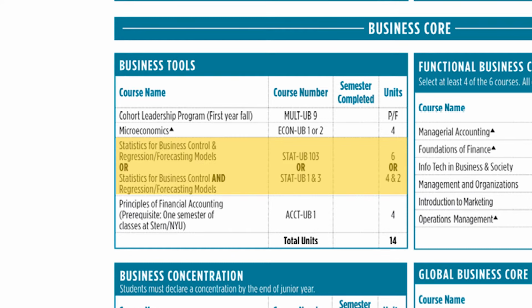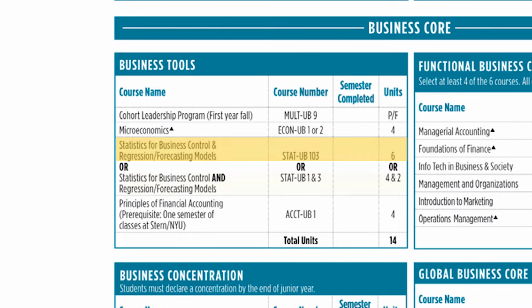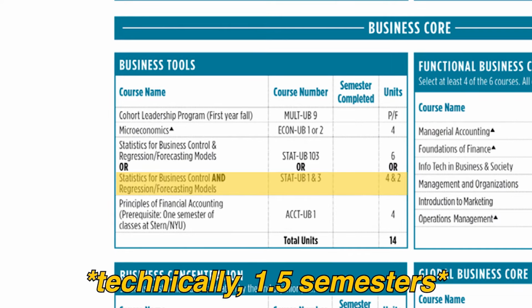The next class is statistics. Like Micro, there are 2 options for it. Simply put, you can either take the 1 semester version, which is 6 credits, or the same thing divided into 2 semesters, which I call the 4 and 2. Basically, it's a difference between faster or slower. The 4 and 2 essentially spreads out the same content from the 6 credit version over an entire year.